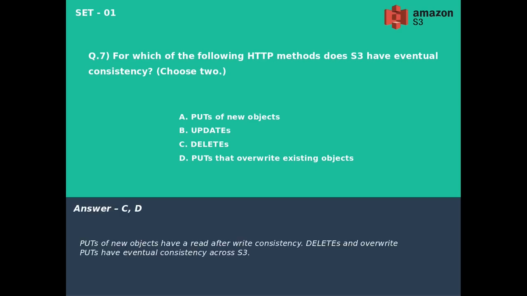Puts of new objects have read-after-write consistency. Deletes and overwrite puts have eventual consistency across S3.